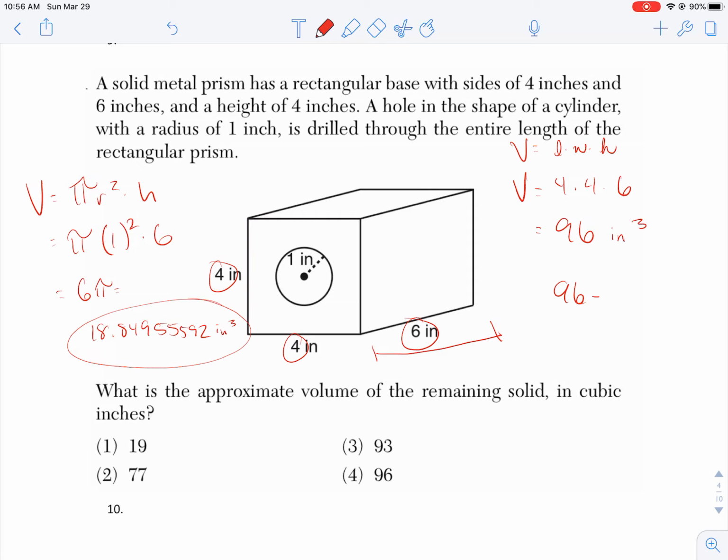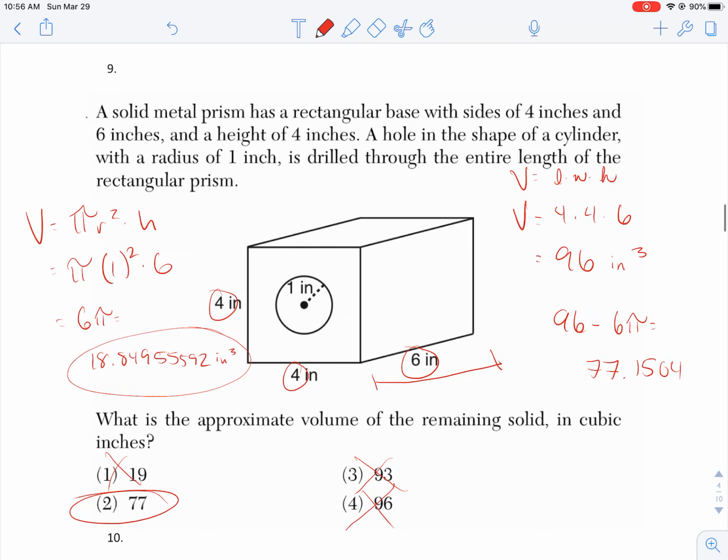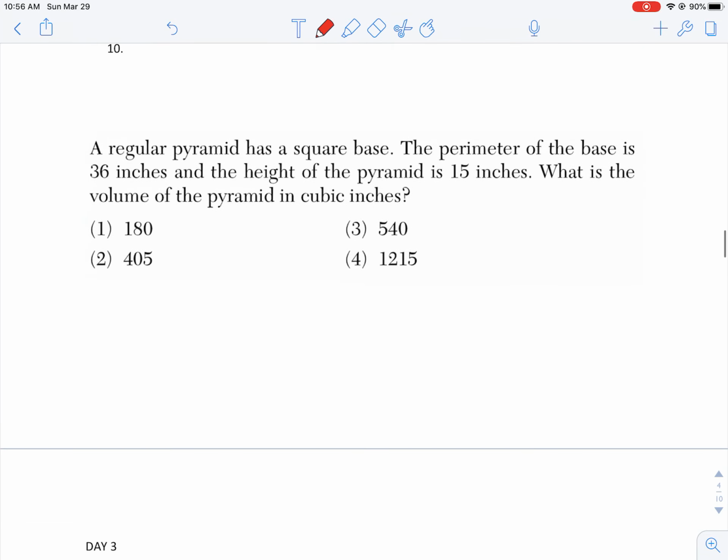Okay? In order to find our remaining volume, I'm going to take 96 and subtract 6 pi. You should be left with 77.1504. All right, and this is the approximate volume, which means you round it, and clearly these aren't even close. So our answer is 77 cubic inches. Okay? All right.